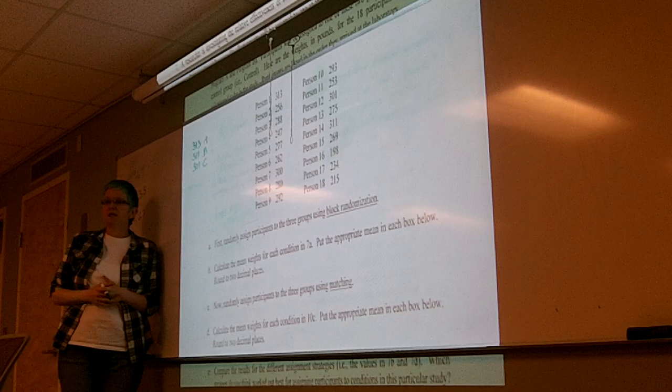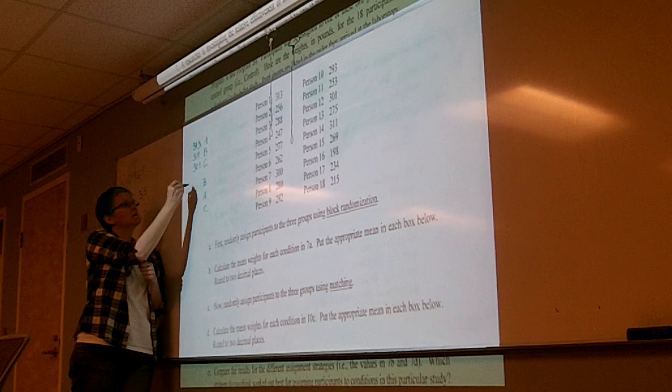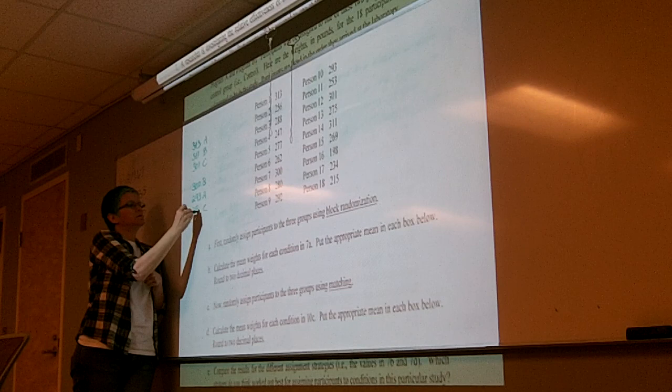Now, who are my next three people? B, A, C. Okay, so that's going to be B, A, C. And can someone tell me the weights for the next three people again? 300, 293, and 292.